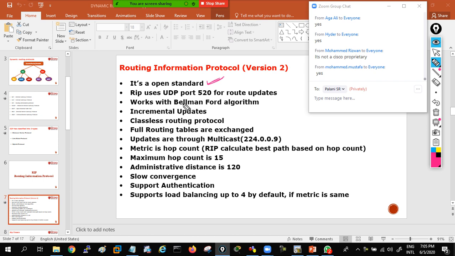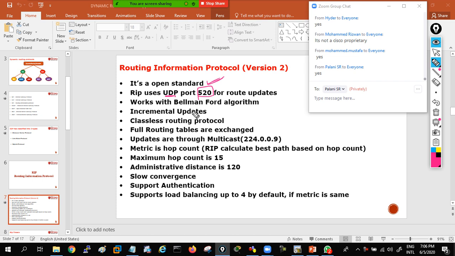Perfect. Now RIP, every protocol, is going to use different port numbers to communicate to other devices. So RIP is going to use 520. The port number is 520. I'll explain to you the difference between TCP and UDP, guys. Maybe before I talk about access lists, I need to talk about TCP and UDP.